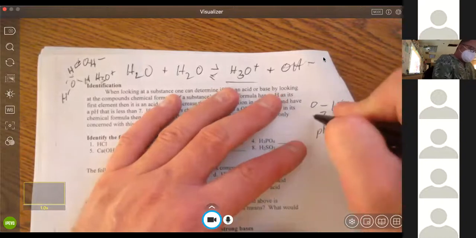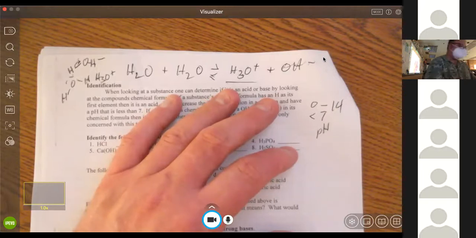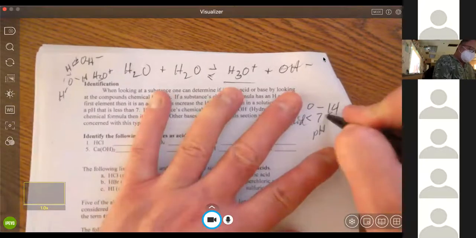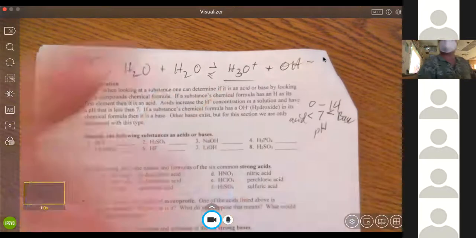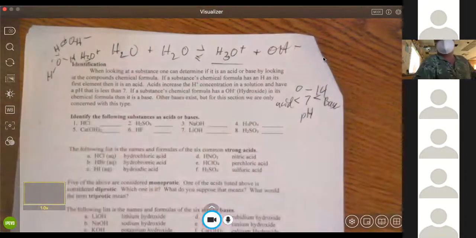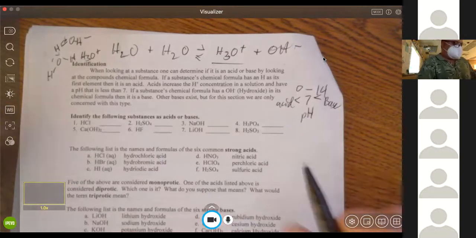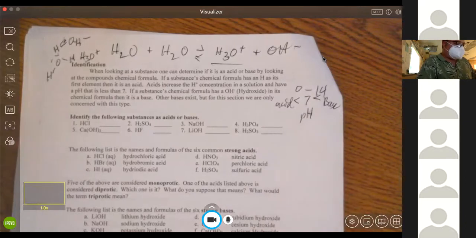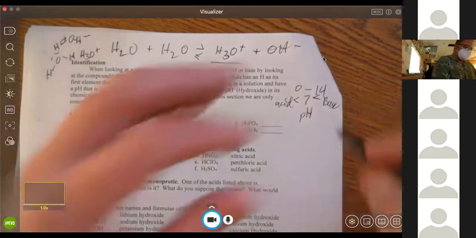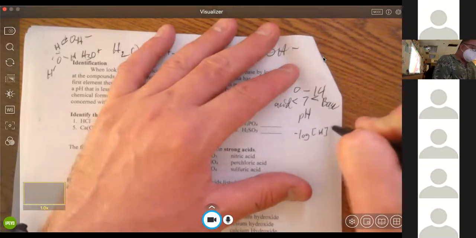So if you are less than 7, what are you? You guys have that from like 5th grade, right? Acid. And if you are greater than 7, you are a base. So the pH means parts hydrogen, or hydrogen ion. And basically the negative log of the hydrogen ion concentration gives you the pH. The negative log of the hydrogen ion concentration equals the pH.